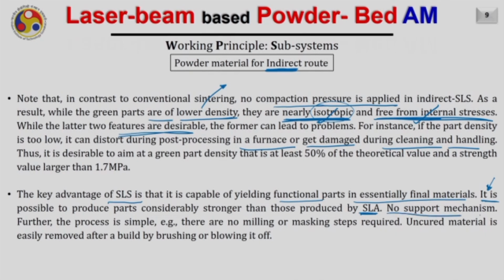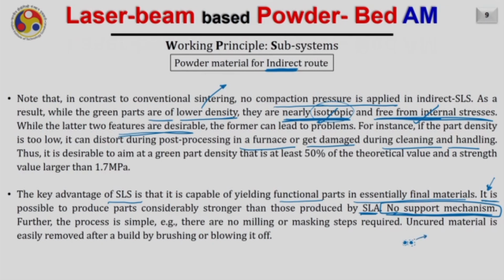Also, no support mechanism will be required. So, this is an important thing. Because here we are not melting the metal particles, right, and only melting the polymer which is around it, which is creating a matrix and producing a green part.